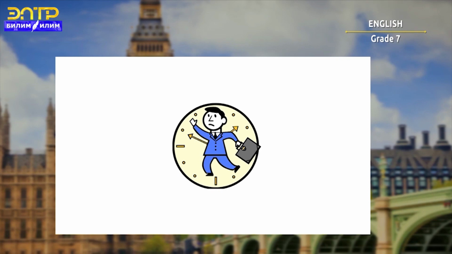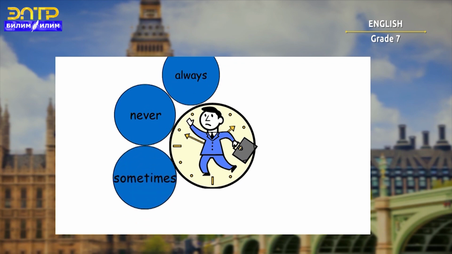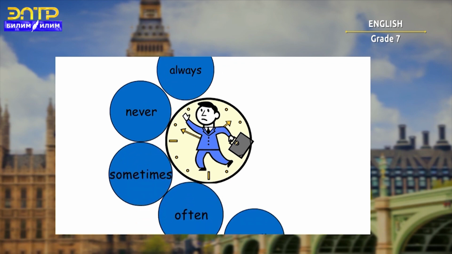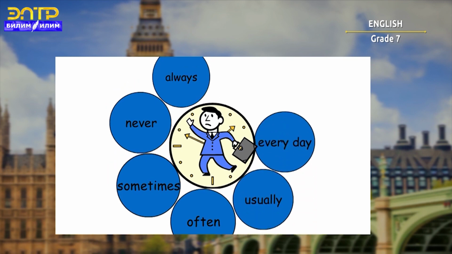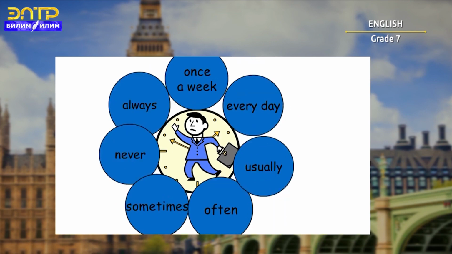We often use adverbs of frequency or signal words like always, never, sometimes, often, usually, every day, once a week, and so on. There are signal words that are used in present simple tense. Let's make up sentences using these given words. You have 1 minute.